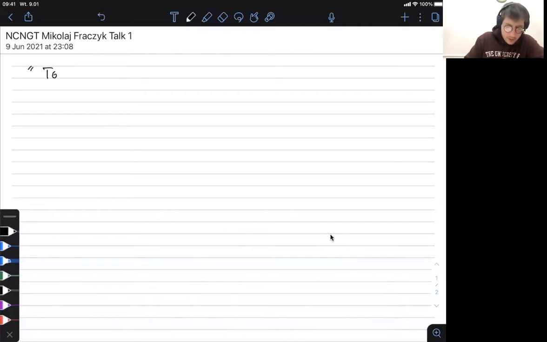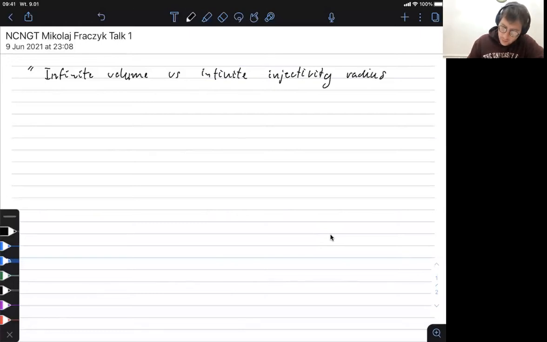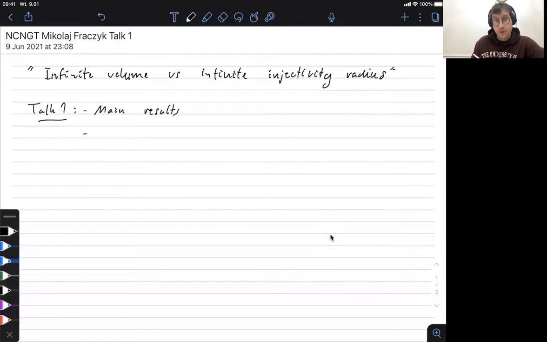The topic is infinite volume versus infinite injectivity radius. In the first talk, I'll try to state the results, and compare them with the normal subgroup theorem and other classical theorems.